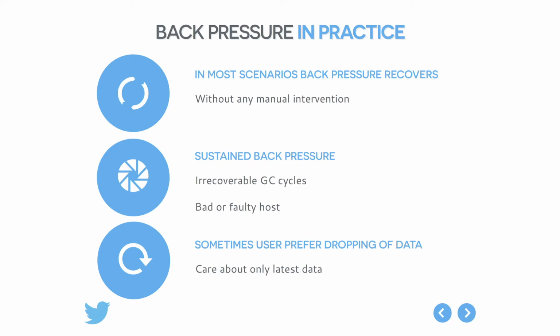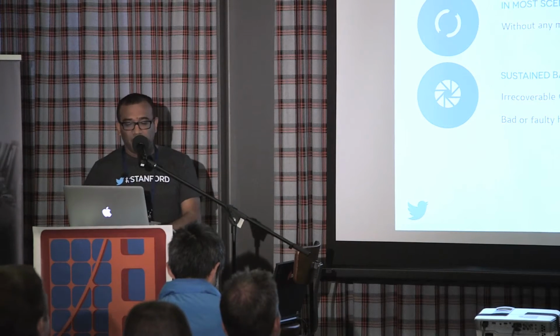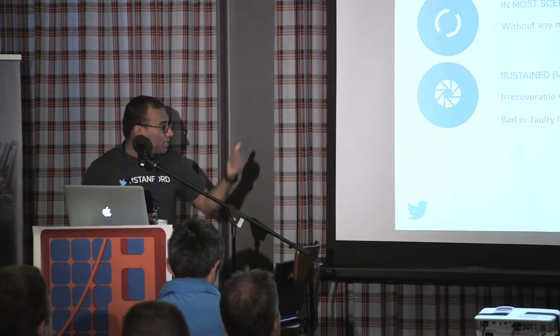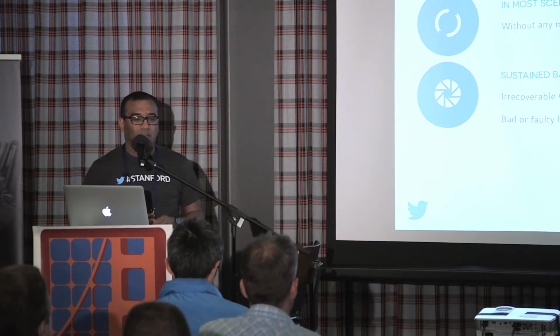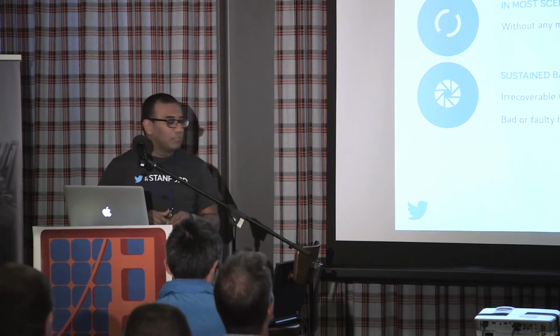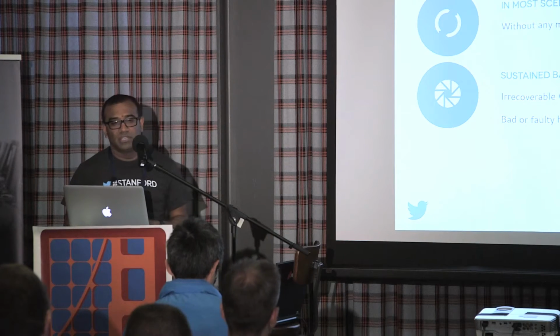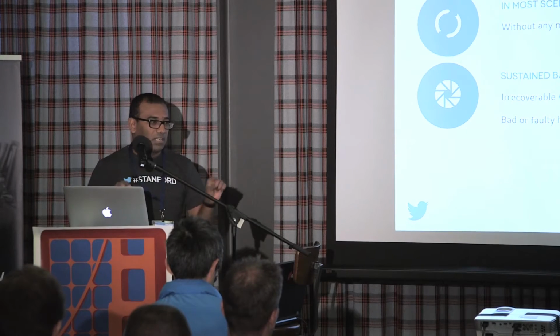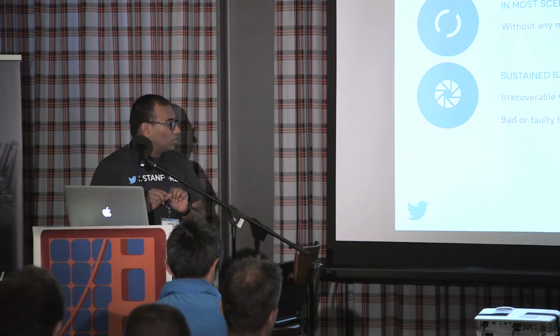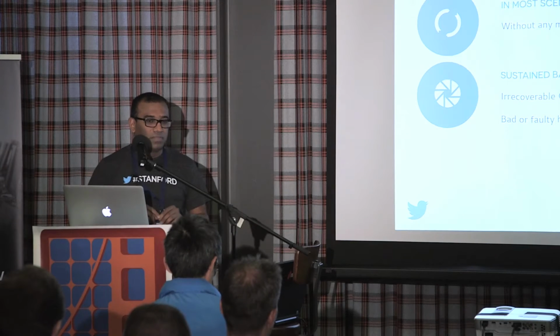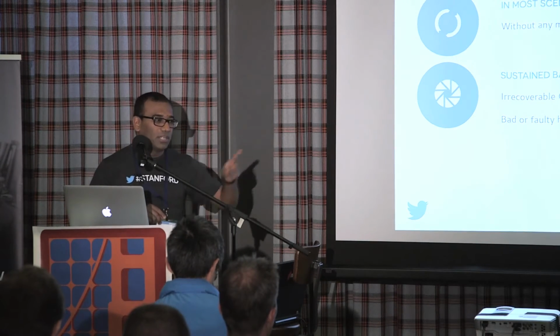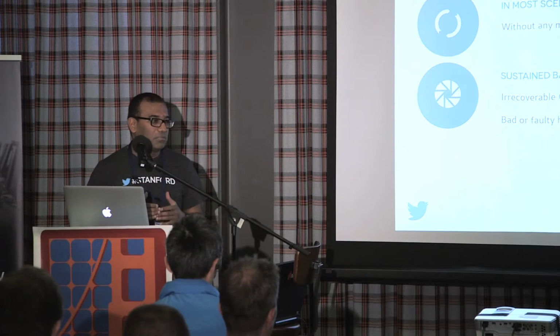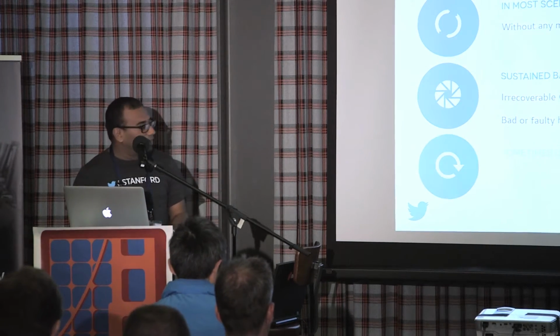So back pressure in practice. In most scenarios, back pressure recovers without any manual intervention, which is a nice thing. There are some instances where we face sustained back pressure, and that's partially attributed to bad or faulty hosts and irrecoverable GC cycles. One of the things we are looking at right now is doing anomaly detection within these containers and the spout instances and all the various instances, so that we can detect these bad and faulty hosts. Then we automatically shoot down that container so that it gets rescheduled somewhere else without any manual intervention. That is the problem that we are looking at in detail.